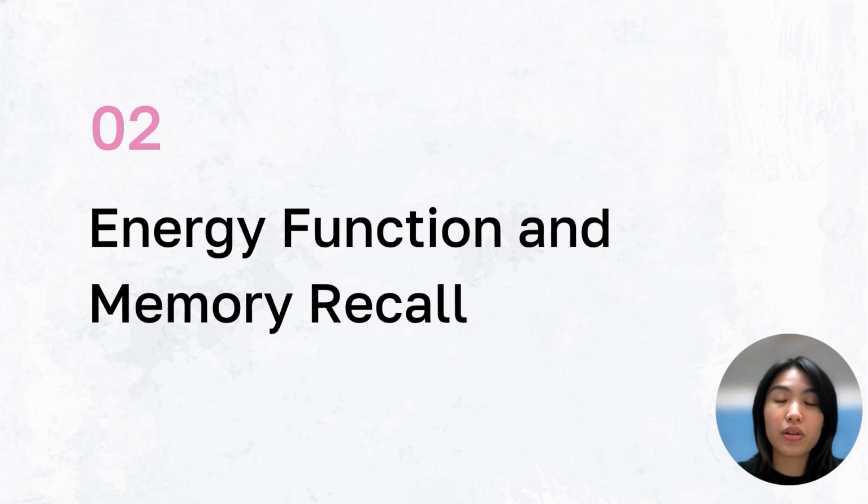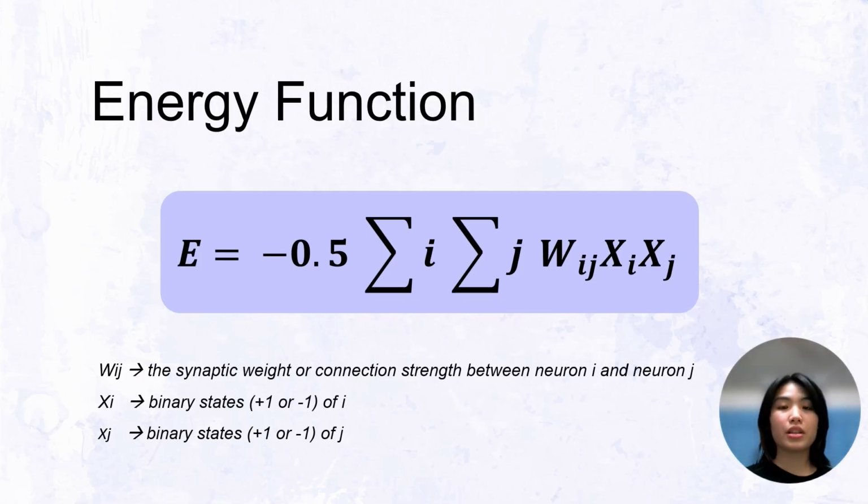Thank you, Farah, for your introduction of the binary Hopfield network. Next, I will be explaining about the energy function and memory recall of the network. So the energy function of the network is defined as negative 0.5 times the summation of the synaptic weights multiplied by the product of the binary states of the neurons. So the energy function formula is important to capture the interaction between the neurons in the network.